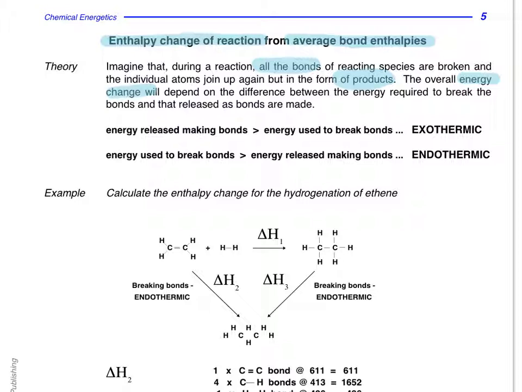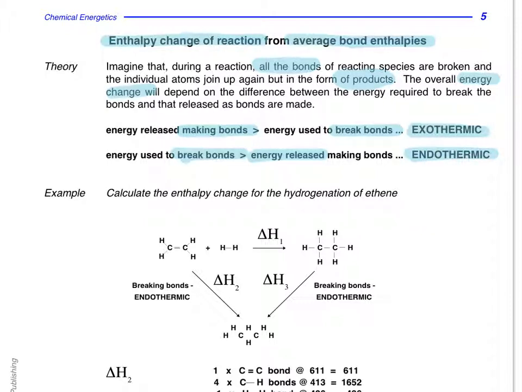If the energy used to break the bonds is much less than the energy released making bonds, then more energy is released, given out, so you have a negative enthalpy change, and that is an exothermic reaction overall. If the energy used to break the bonds is greater than the energy released making the bonds, then you're going to need to take in more energy than is released. And if you take in more energy, that is an endothermic reaction.